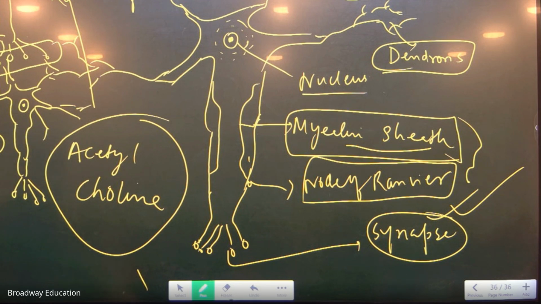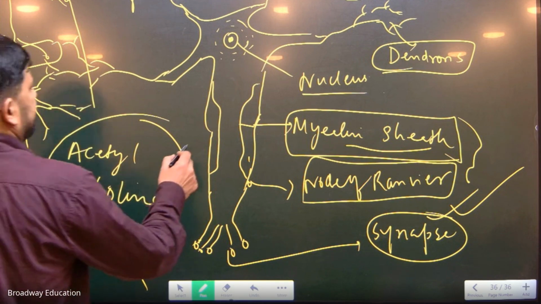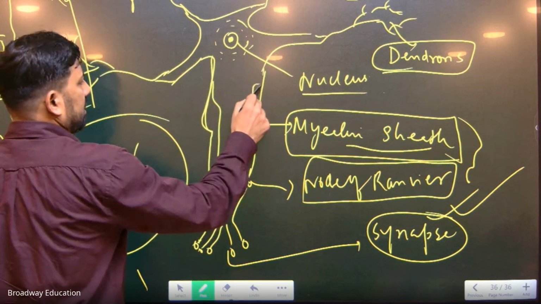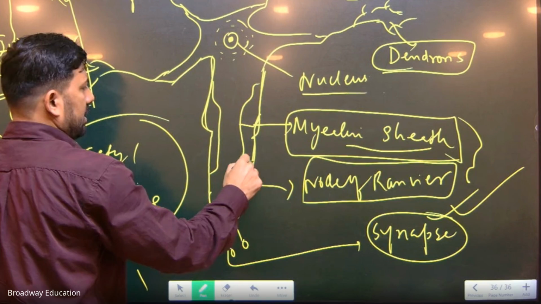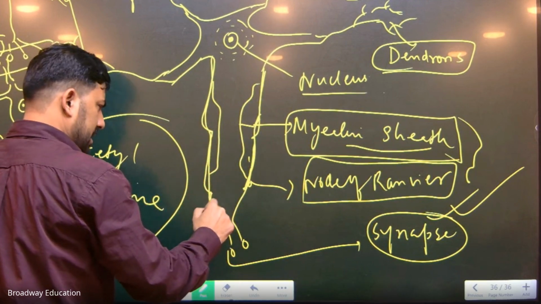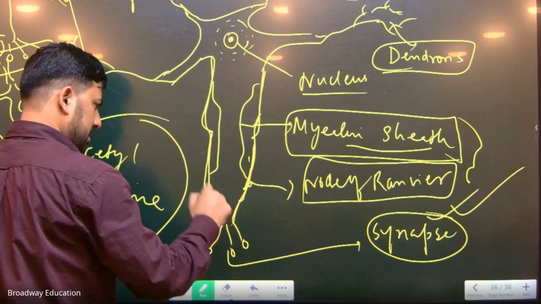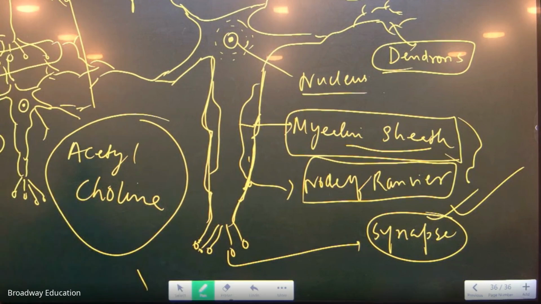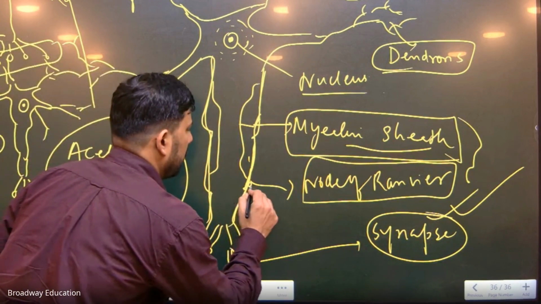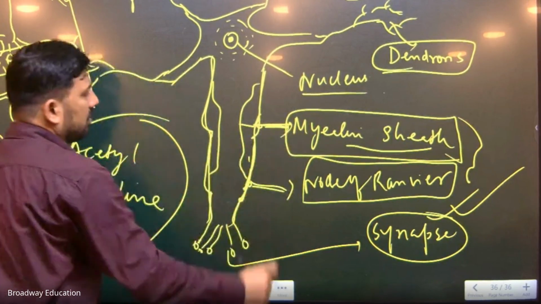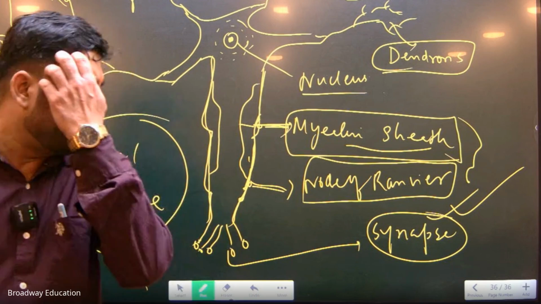Node of Ranvier. N-O-D-E, Node of Ranvier, R-A-N-V-I-E-R. It looks like this only: here, then here, then here, like this. The nodes are there. Can you see the joints and all? Okay, so write it down.